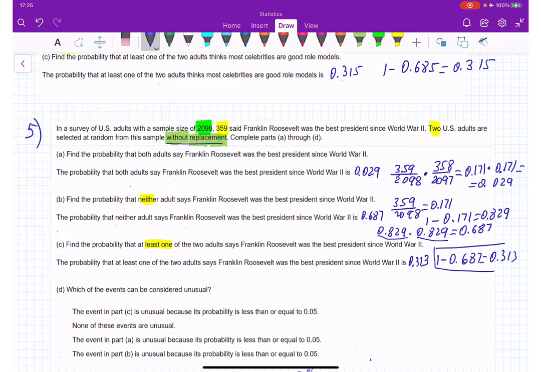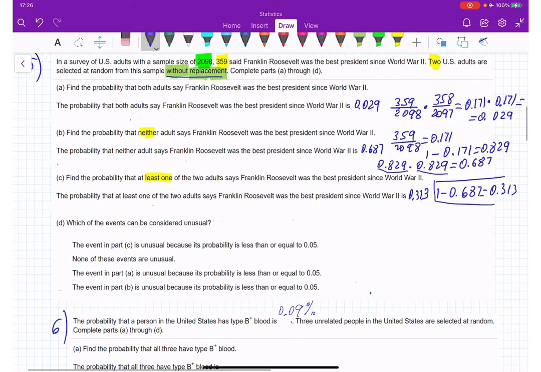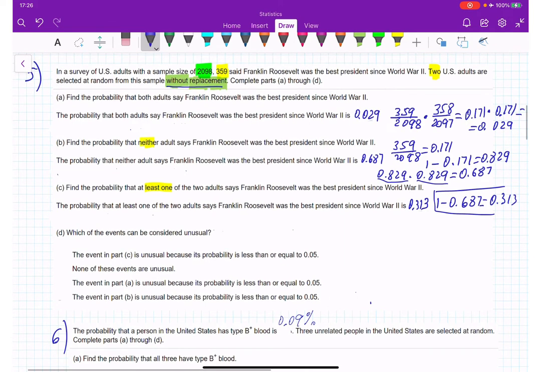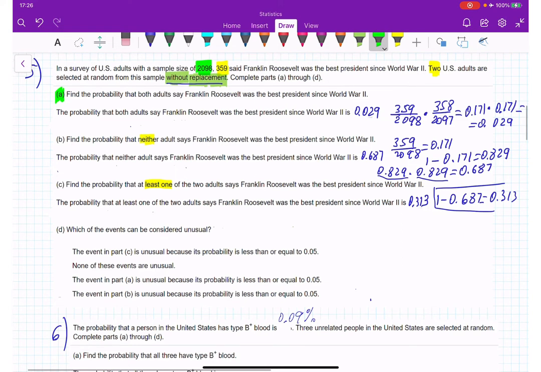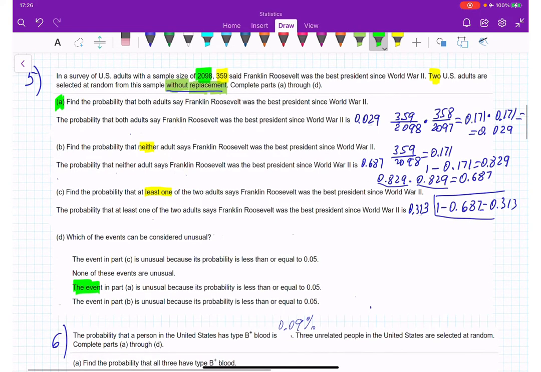All right. And lastly, which event is considered to be unusual? I would say A would be unusual, because the probability is less than 0.05. We get 0.029, which is less than 0.05. Very unusual.